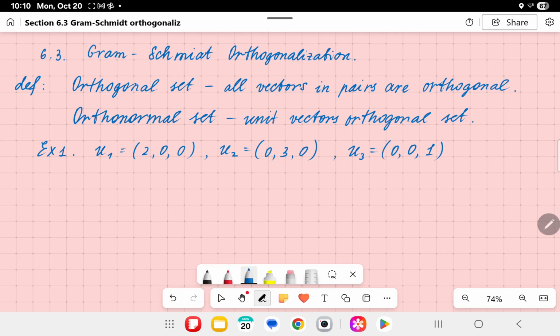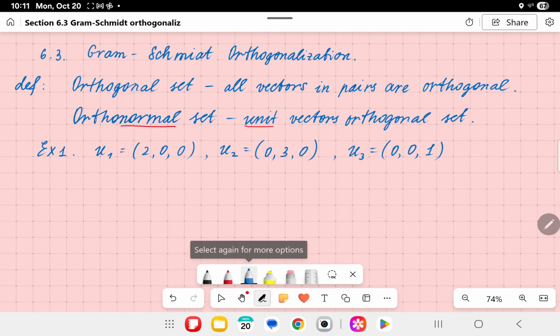Orthonormal set, a little difference, the word normal. This is going to be an orthogonal set where all vectors are unit vectors. So, unit vectors in an orthogonal set.